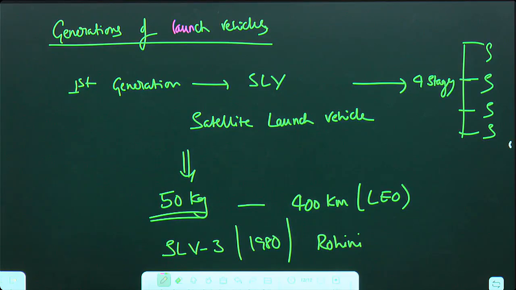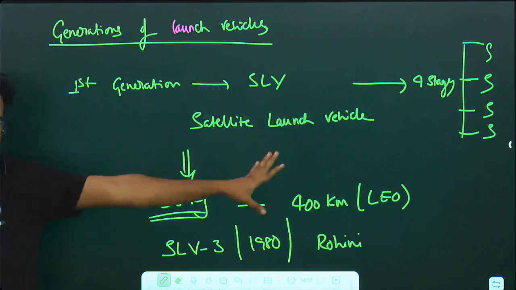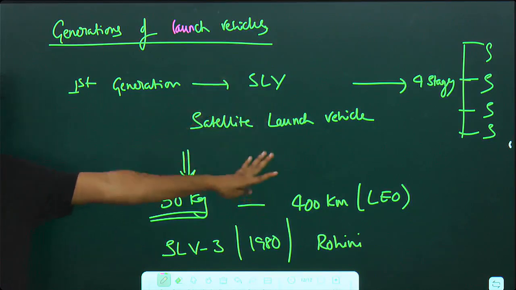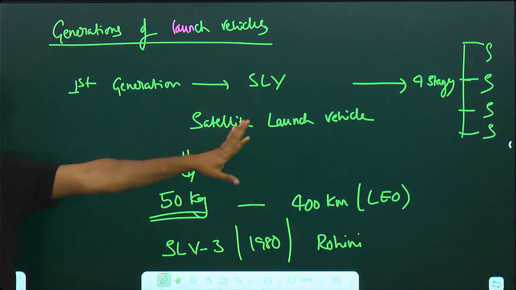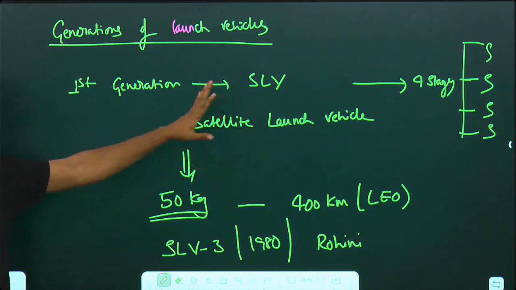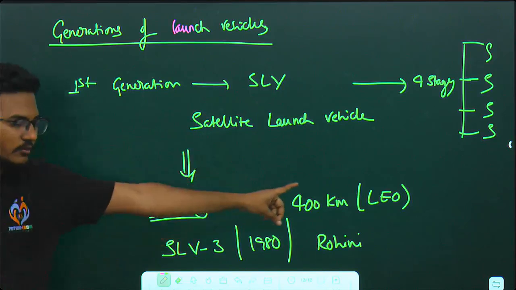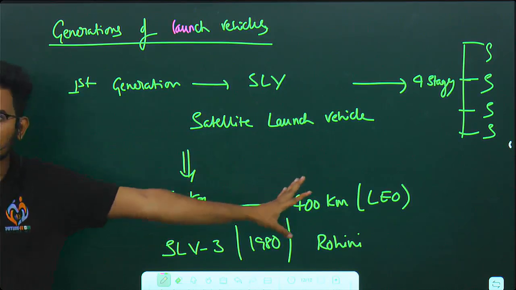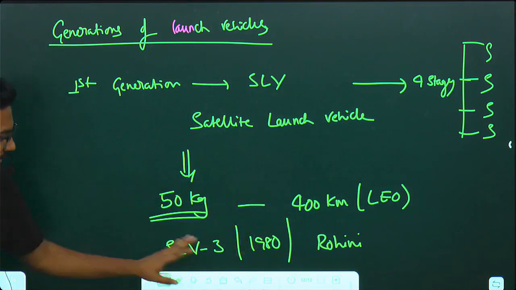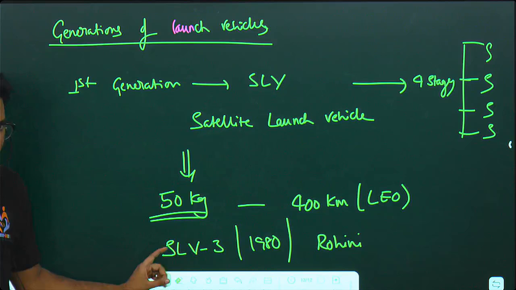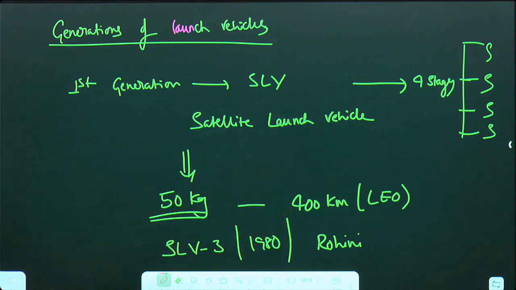So first generation clear? First generation launch vehicles are called Satellite Launching Vehicles. 4 stages will be there, all of solid fuel. The capacity is 50 kgs, and it can move to a distance of 400 kilometers, which means lower Earth orbit. The first SLV we launched is SLV 3 in 1980, and the satellite is Rohini.